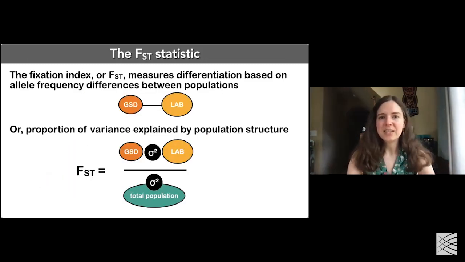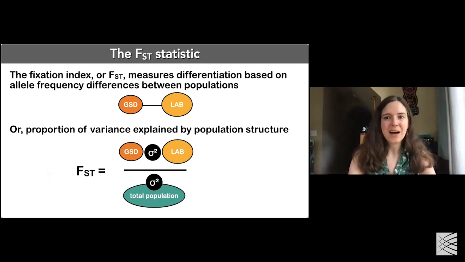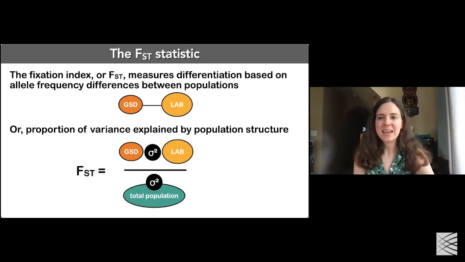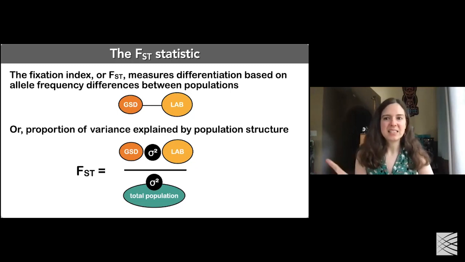The fixation index, or FST, is a commonly employed statistic that measures distance between populations and differentiation at genetic variance. FST can be thought of as the proportion of variance in genotypes that can be explained by population structure. And there isn't really one single estimator of FST. There's actually quite a few, and they apply different assumptions, and this can lead to a lot of confusion.